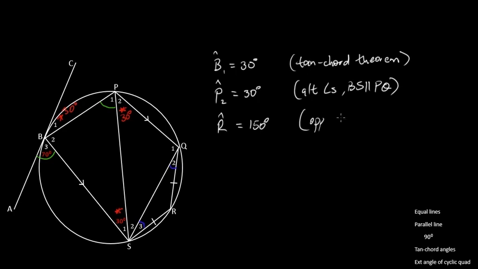Reason: opposite angles of cyclic quad. Then you write 150 on the diagram, and that's your new starting point. Now they want us to calculate angle Q2. Now, angle Q2 is on the same triangle as angle R.